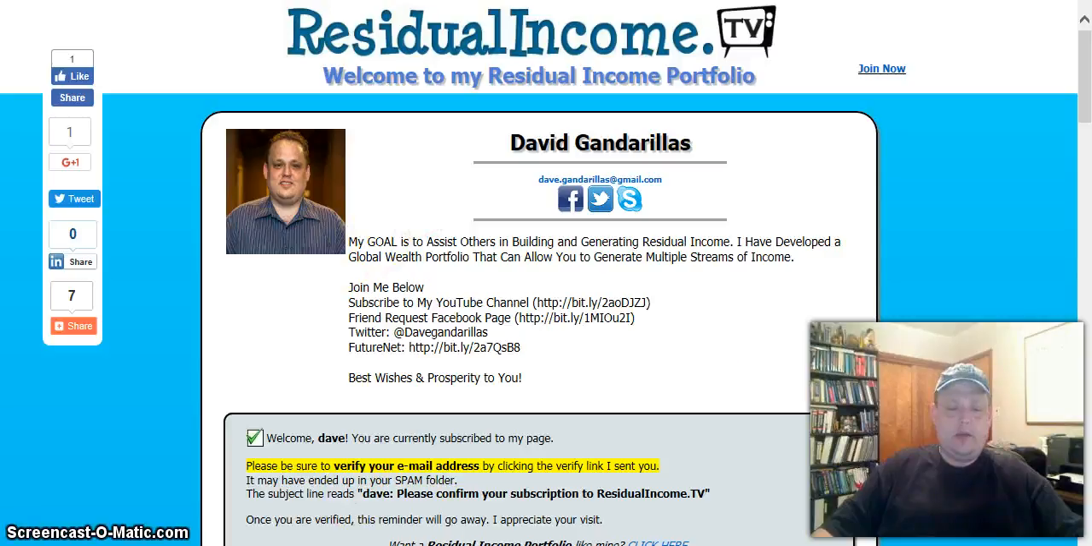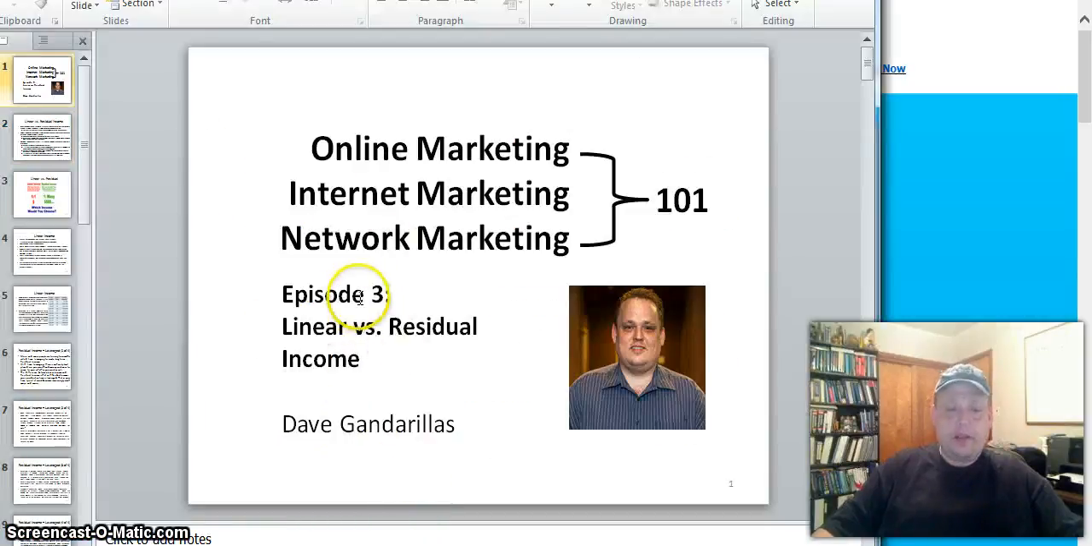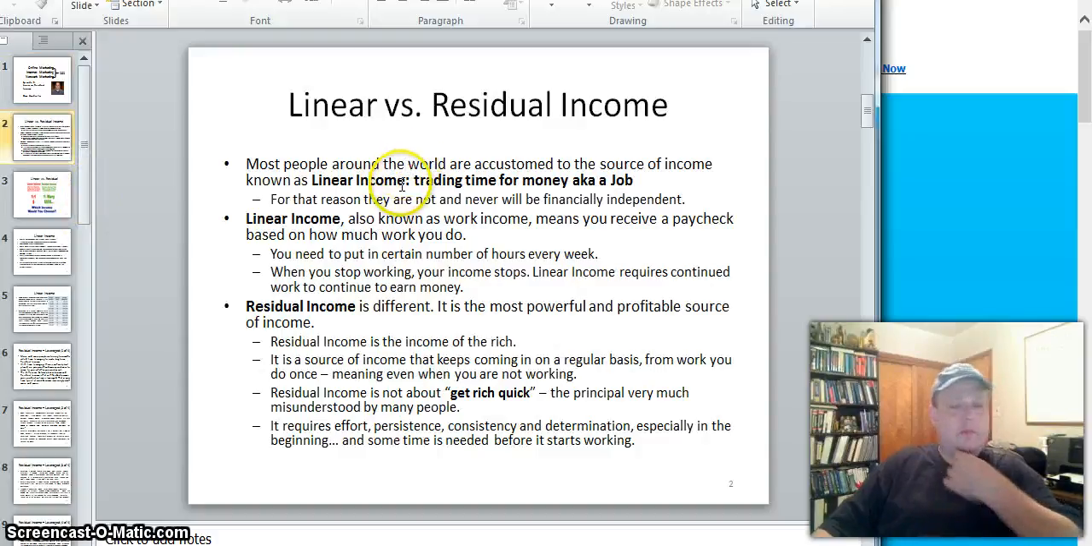So again, this week we're going to talk about linear income versus residual income. Before I get started, there's going to be a lot of content on some of these slides. I'm trying to keep this to 15 minutes, so I'm not going to read word for word from these slides. I'm going to try to keep myself on a pace to get through this in 15 minutes. You're welcome to pause this video to digest this information at your convenience. Take your time, maybe do some Google searching to dig in a little further.